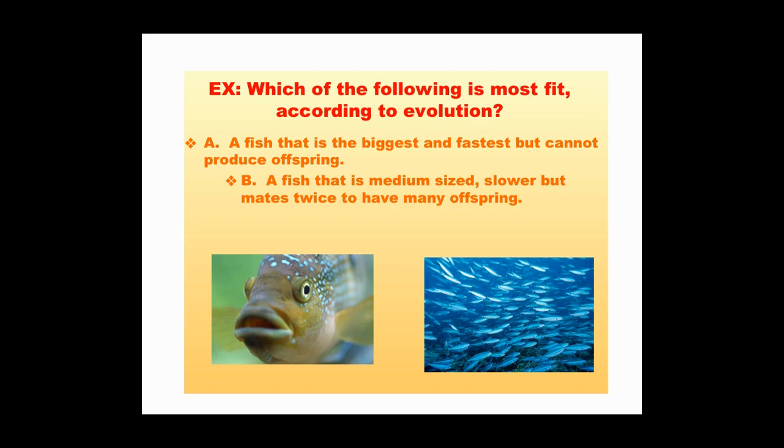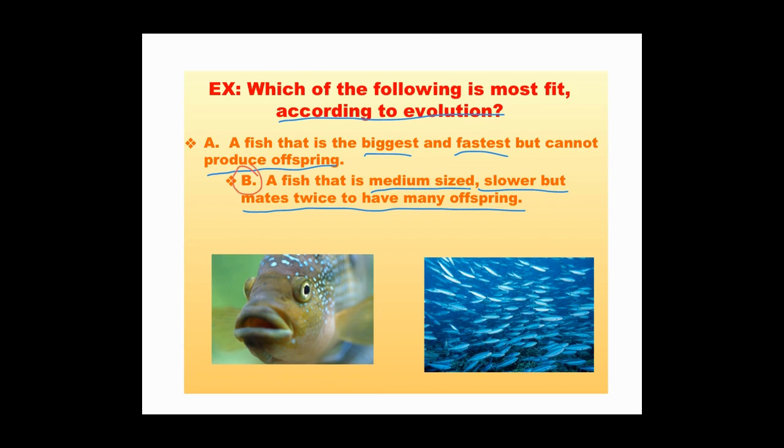Okay, so which of the following is most fit according to evolution? A, you got a fish that is the biggest, the fastest, but it cannot produce any offspring. All right. Then we have a fish that is medium-sized and slower, but mates twice to have many, many offspring. Which of those would be the most fit? I'll pause and hear your answer. Hopefully you picked fish B.